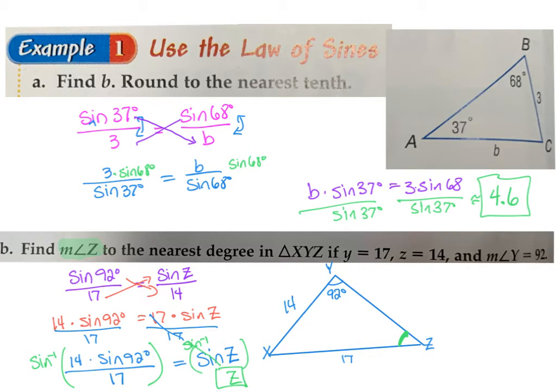All right. So in your calculators, you're going to do the sine inverse button. So that's your shift sine. Then you're going to say 14 times sine 92. Make sure you close that parentheses. Divided by 17. Close parentheses again. And you should get approximately what? 55. And it said to the nearest degree. So pay attention, nearest degree, 55 degrees is what you get there.